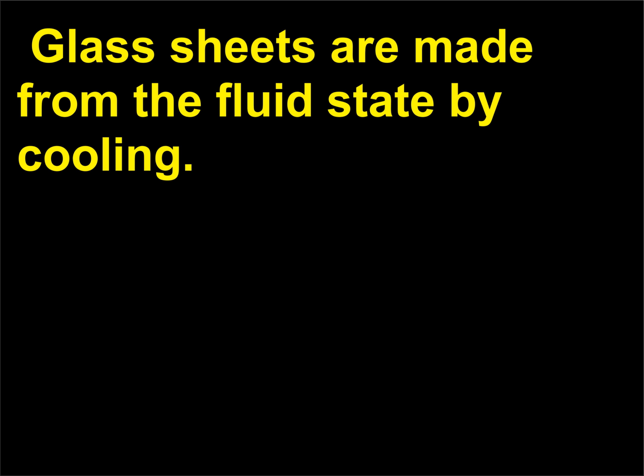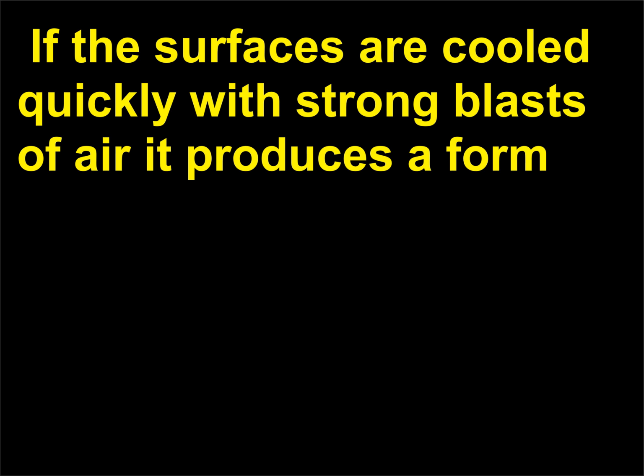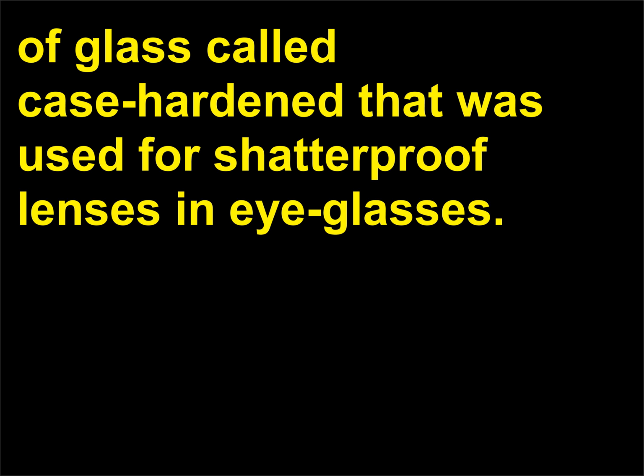Glass sheets are made from the fluid state by cooling. If the surfaces are cooled quickly with strong blasts of air, it produces a form of glass called case hardened that was used for shatterproof lenses in eyeglasses.